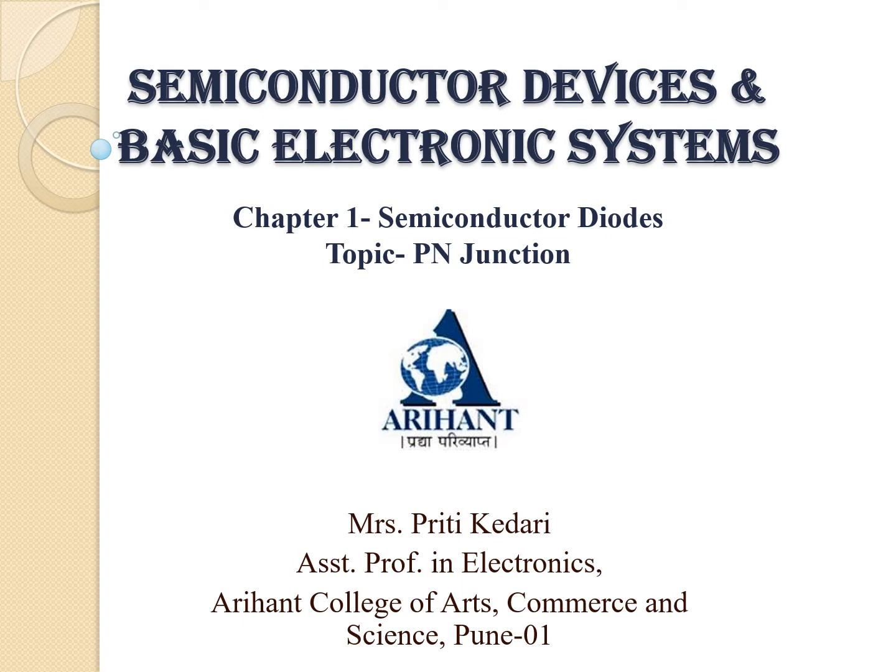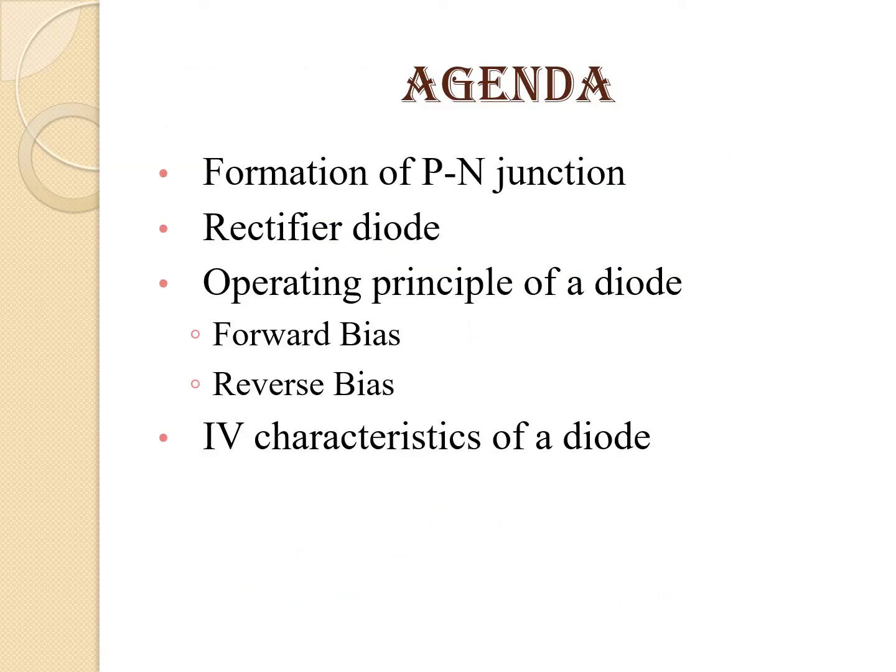Today we are going to see the course Semiconductor Devices and Basic Electronic Systems. Chapter number 1, Semiconductor Diodes, and today's topic is the PN junction diode. In the last presentation, we have already seen the different types of semiconductors: intrinsic semiconductor, extrinsic semiconductor, as well as the p-type and n-type semiconductors, and how they are formed. In continuation with that, now that we have the p-type and n-type semiconductors, we need to study the p-n junction.